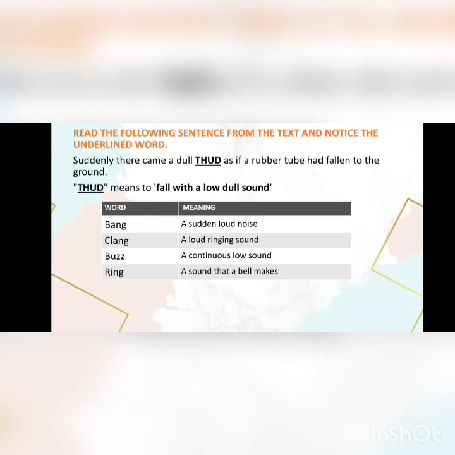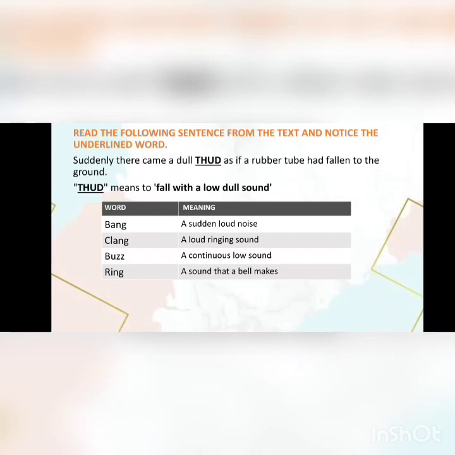Students, you note down all the highlighted words, that are the meanings to the underlined part of the sentence. Let us see the next Roman. In this section, we will learn about the sounds which imitate noise or action. Students, see in your textbook, read the following sentence from the text and notice the underlined word. Suddenly there came a dull thud as if a rubber tube had fallen to the ground. Thud means to fall with a low, dull sound. Students, here they gave you some words. You should find out the meaning of those words by using your dictionary.